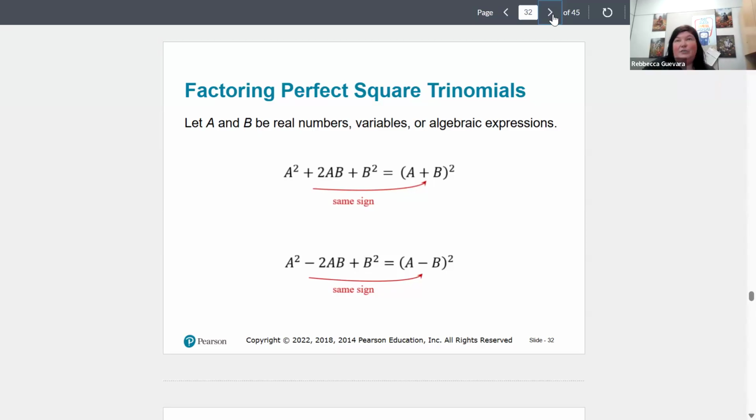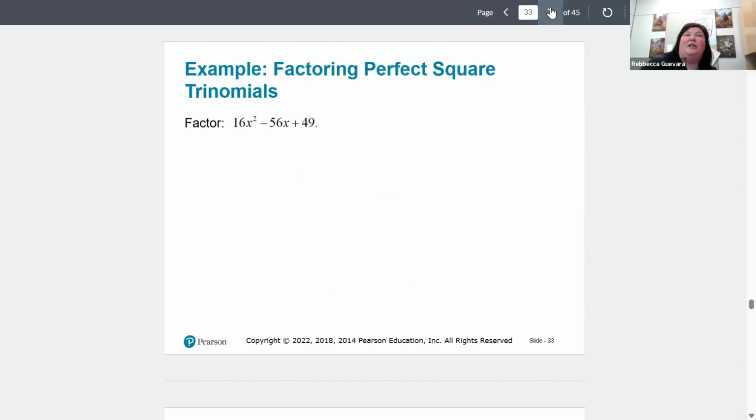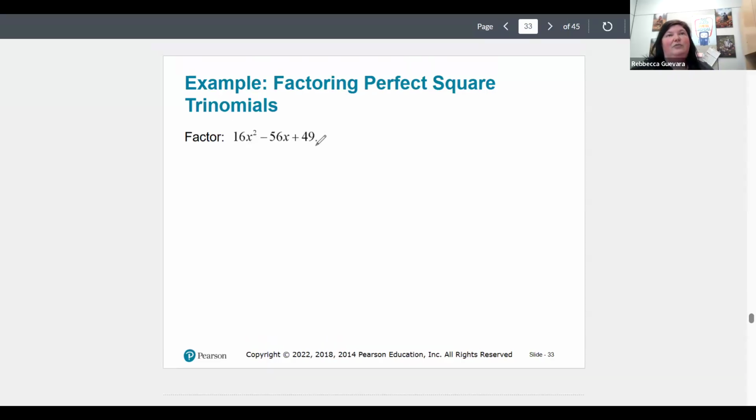Once again, you can still use the AC method or sometimes reverse FOIL on these. It's just helpful to know these patterns. But look at this one. I can already tell you, I know I'm going to use A squared minus 2AB plus B squared, simply because we got that minus here. And if I can get it set up, we know it's just A minus B squared. So we square that binomial.